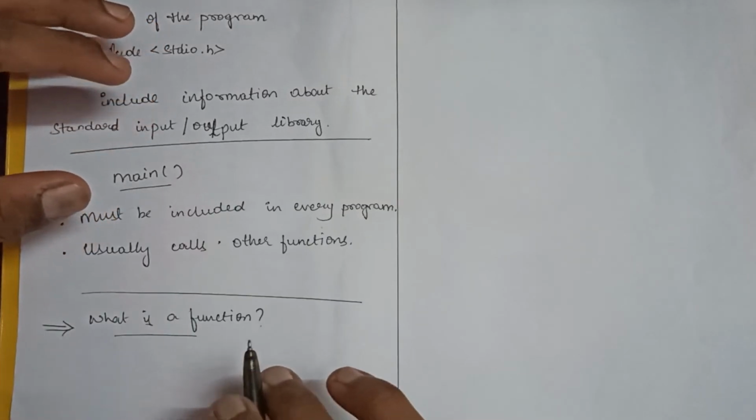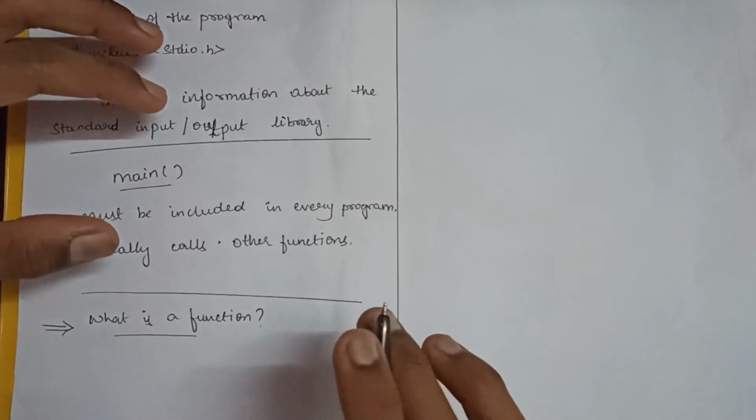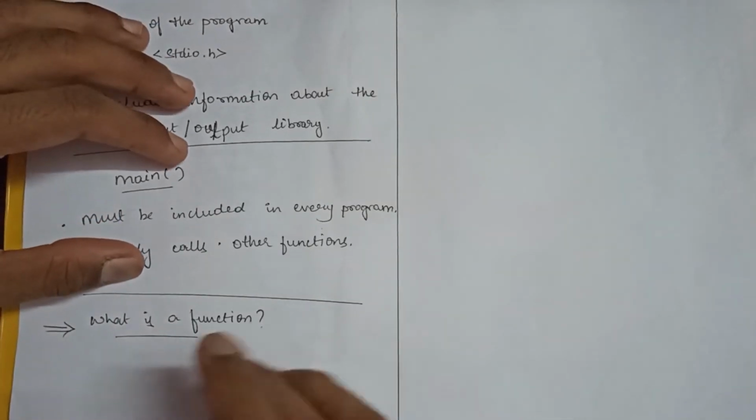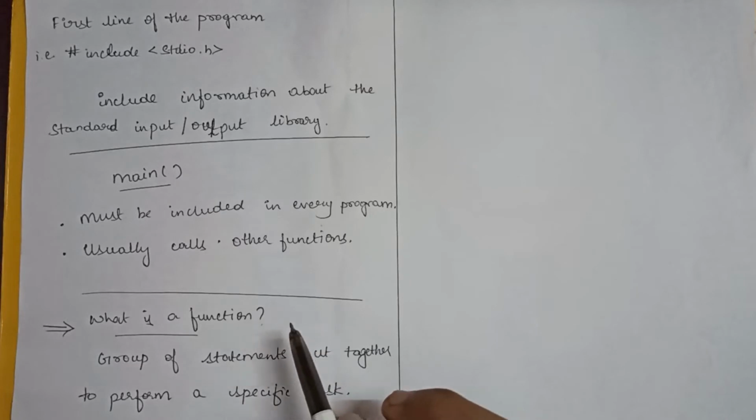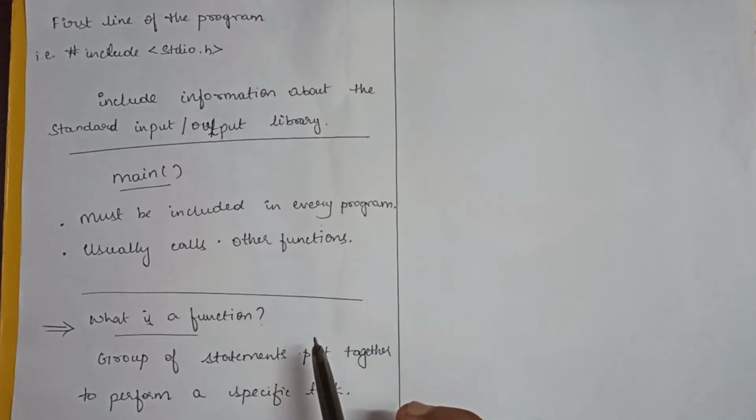Now what is a function? A function is a group of statements that is put together to perform a specific task. So many statements together make a function, and many functions together form a program.